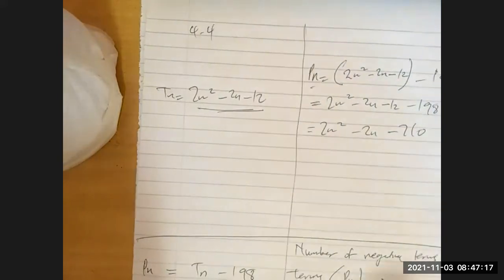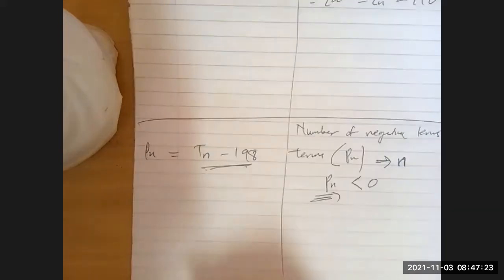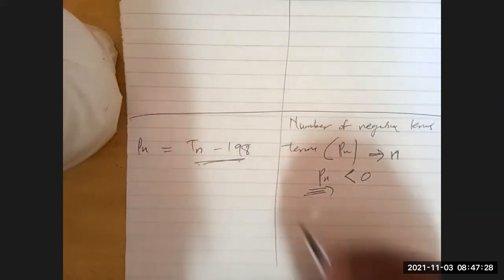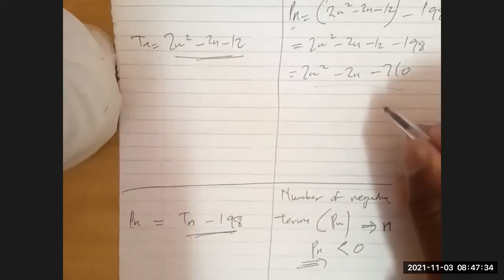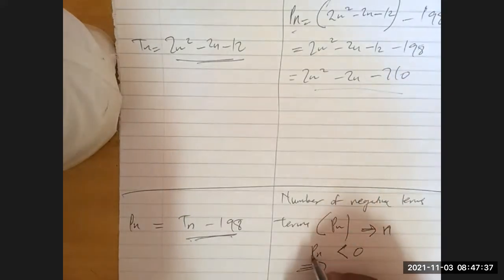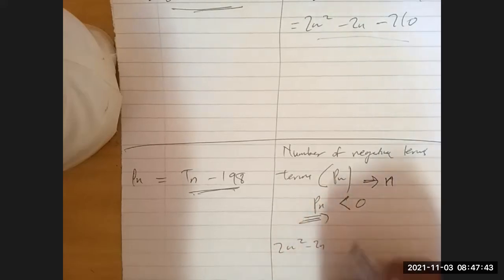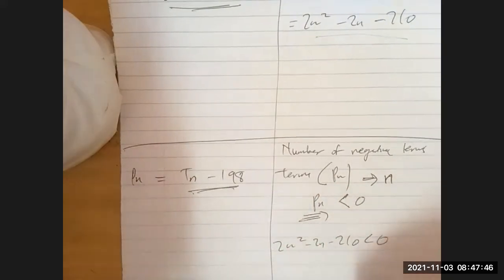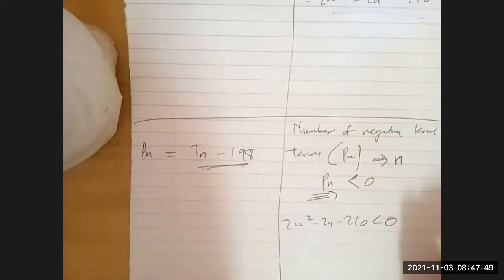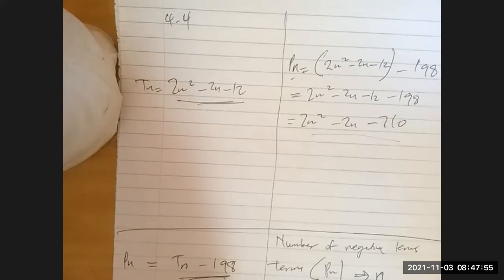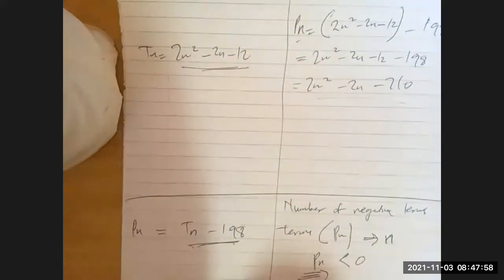This is what I've said, that we have to find n for those terms that are going to be less than 0. So n, how is it going to be there? This is my Pn, remember? Pn is 2n squared minus 2n minus 210, and I make it less than 0. How many values of n am I going to get here? They are going to give me how many terms are negative. So now let's work it out.